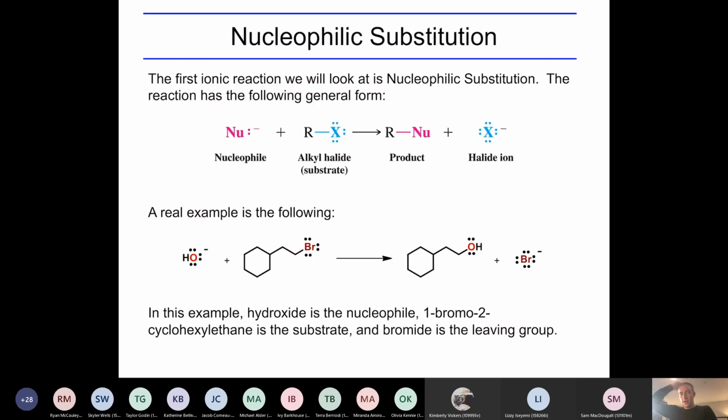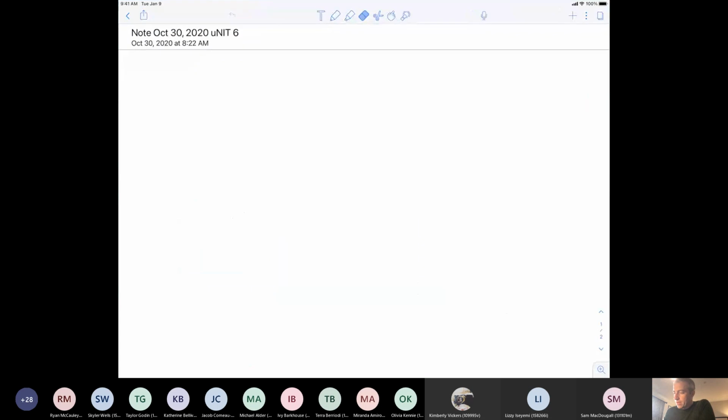Okay, so we're going to be looking at a reaction called nucleophilic substitution. And before I get too far into this, what I want to show you is an analogy. Okay, you can hopefully see my screen here.